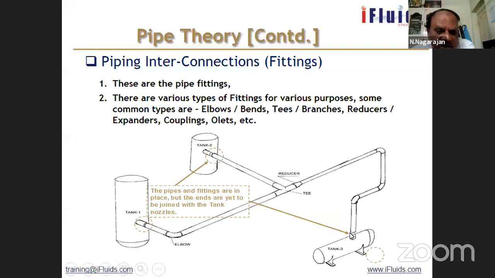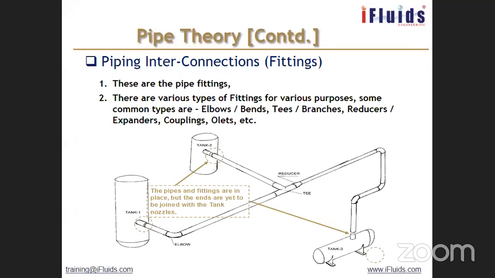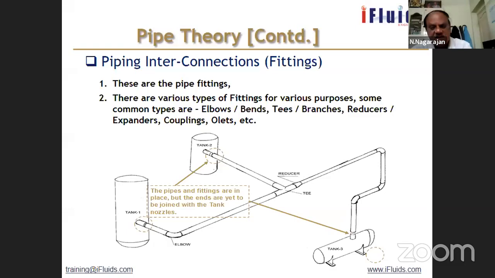The pipes and fittings are in place, but the ends are yet to be joined with the tank nozzles. So with tank nozzles, we can put flanges, normally flanges, because the vessel nozzle joints, these points at tank 1, tank 2, tank 3, should be removable. You must be able to dismantle them. So we don't weld these joints. Other joints are all welded. You have to remember, these joints in an industrial plant will be welded so that the joint is very efficient and leak proof.